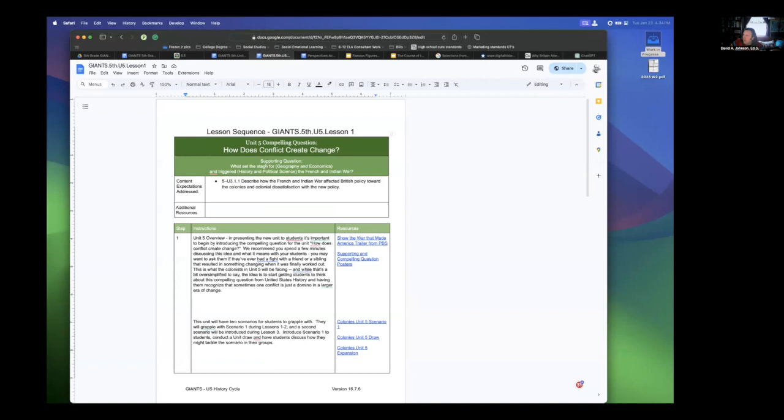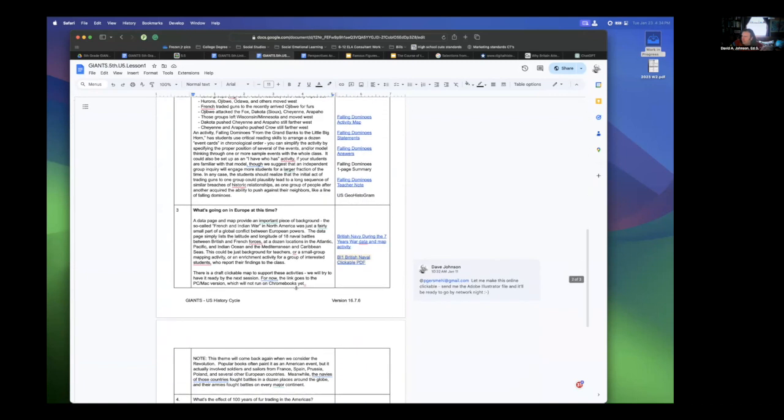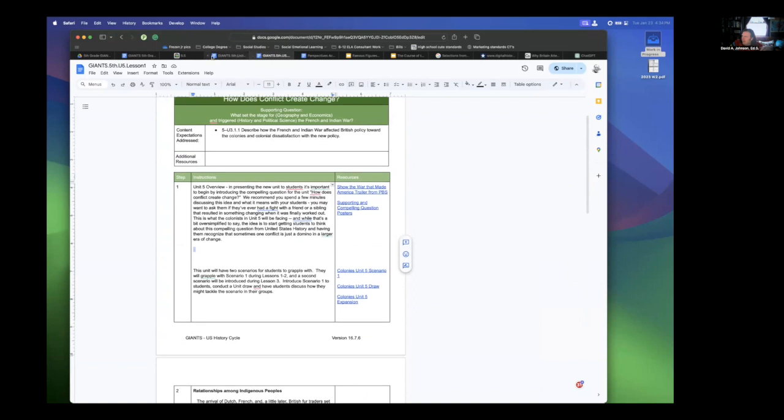And the supporting question for this first part is what set the stage for and triggered the French and Indian War? So, lesson 1 is really going to be leading up to the French and Indian War itself. We're going to get a little bit into what else has happened in the colony since last we were in there. And we're going to go through some of these activities in just a few minutes.